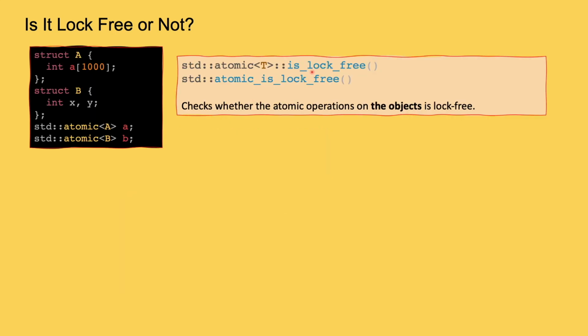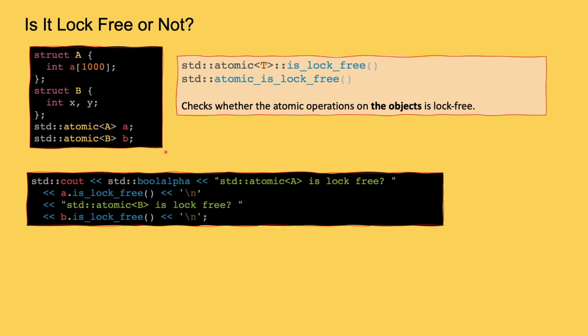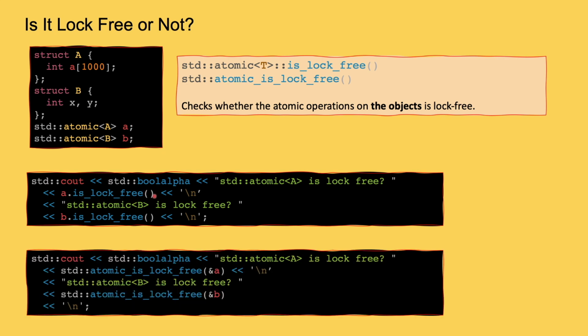If you care about this, the standard provides these two functions to detect if a variable or an object is lock-free or not. Basically, for these two variables a and b, I can print out if they are lock-free or not. This is a method that's run at runtime, and it prints if this variable is lock-free or not. These two pieces of code basically do the same thing. So you can either use this form or call the object method.